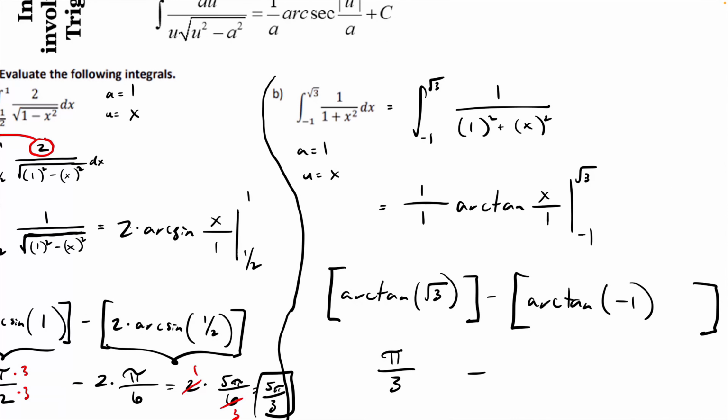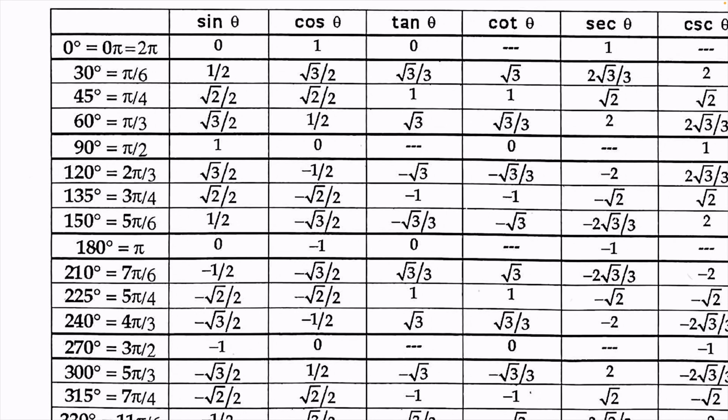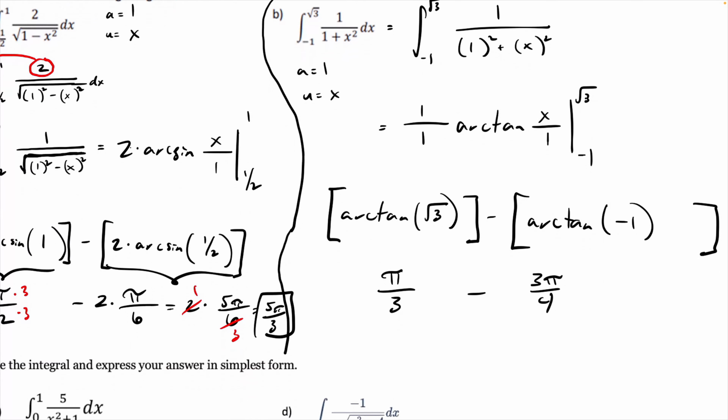Negative 1, where does it give me negative 1? 3 pi over 4, I think, is the first one. It's not in the first quadrant, but it is the first one. So 3 pi over 4. Okay, common denominator is going to be 12. So I get 4 pi over 12 minus 9 pi over 12. So that's negative 5 pi over 12.